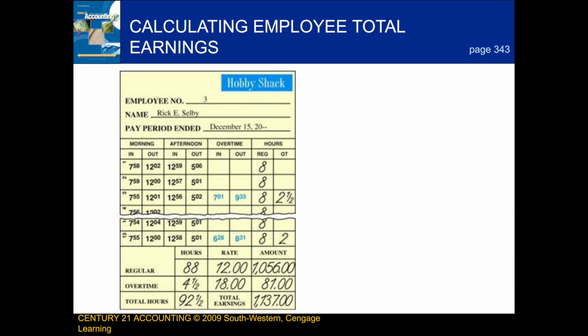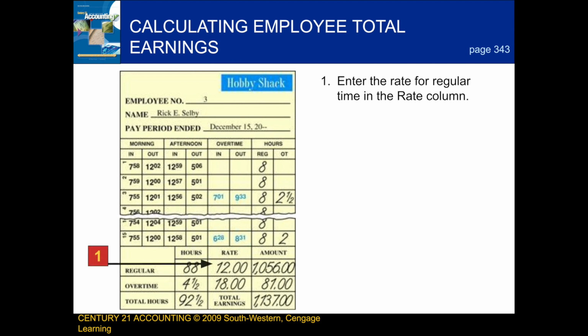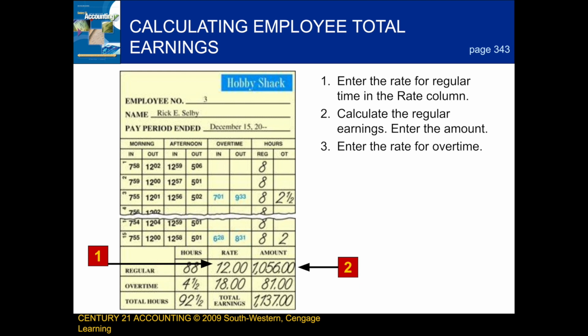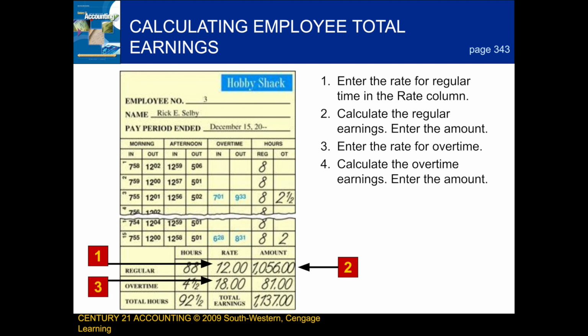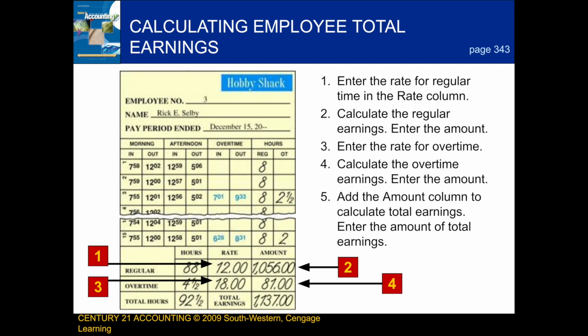All right, so the last thing that we're going to be talking about in this lesson is calculating an employee's total earnings. When we calculate an employee's total earnings, there are a few steps that we follow. First, we enter the rate for regular time in the rate column. Next, we calculate the regular earnings, and then we enter the amount. After that, we enter the rate for overtime. Following that, we calculate the overtime earnings, and then we enter the amount. And finally, we add the amount column to calculate the total earnings, and then we enter the amount of the total earnings.